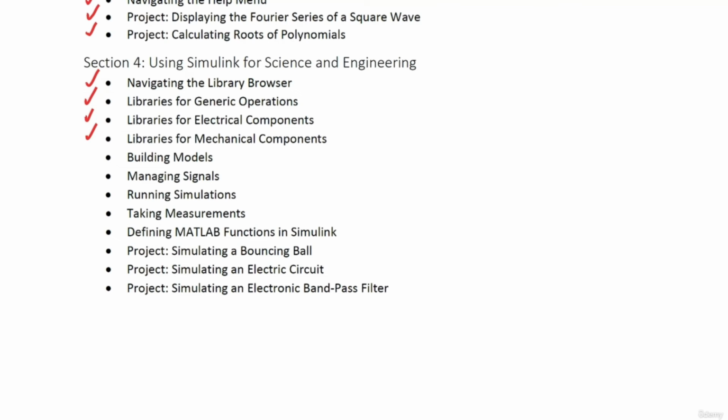But again, this is just going to give you an introduction of how you can use Simulink for engineering in general. So we'll talk about how to build models, how to manage signals, how to run simulations and the different types of simulations that you can run, and then also, of course, how to take measurements when you run simulations, which of course is very important because once you run a simulation, to be able to see the results, you have to take measurements within your simulation. So we'll talk about that because again, it's very important.